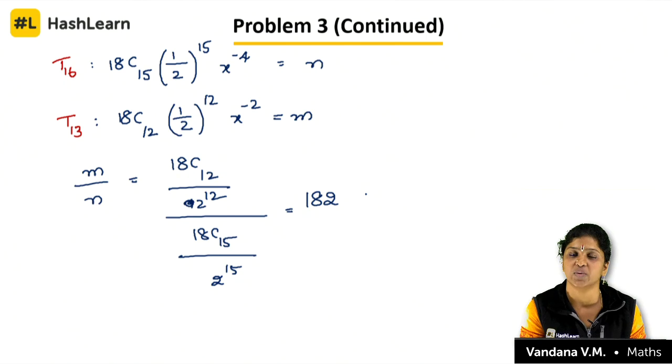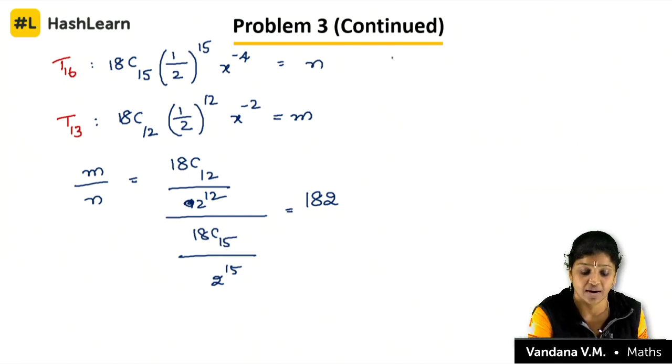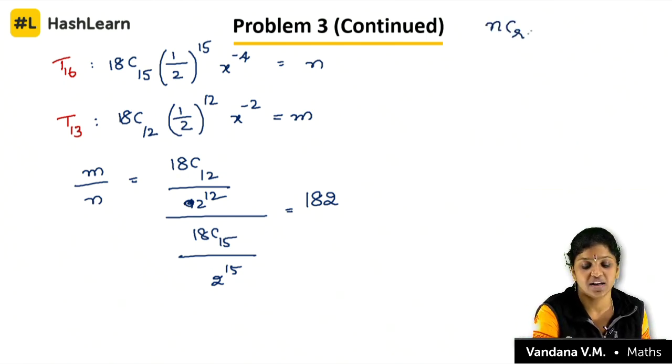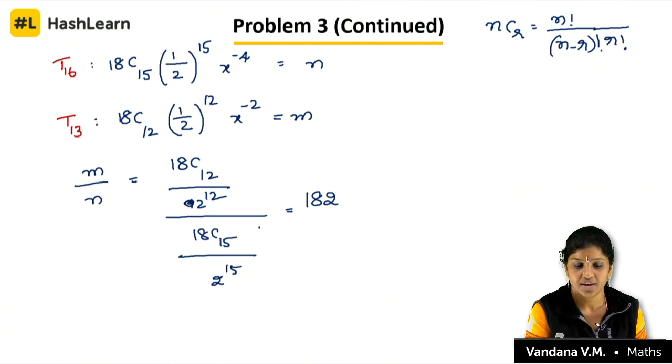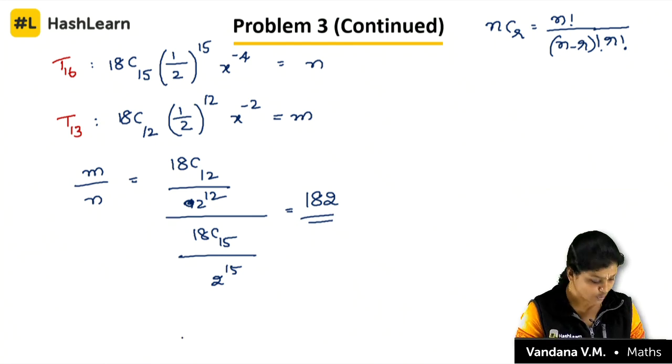Solving is a very simple thing. You know nCr. What is the formula for nCr? n factorial by (n minus r) factorial into r factorial. Clear, children? Yes, you will get the answer as 182. Let us do the next question.